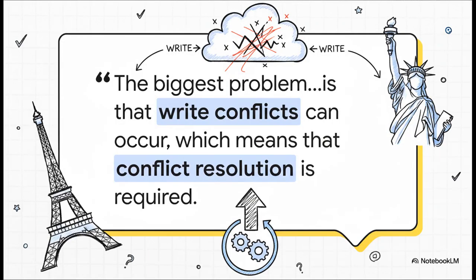And here's the absolute crux of the problem. What happens if someone in Europe and someone in North America edit the exact same piece of data at the exact same time? Both of their changes are accepted by their local leaders. So now you have a write conflict. The system somehow has to figure out which change wins. And trust me, getting that right is incredibly difficult.